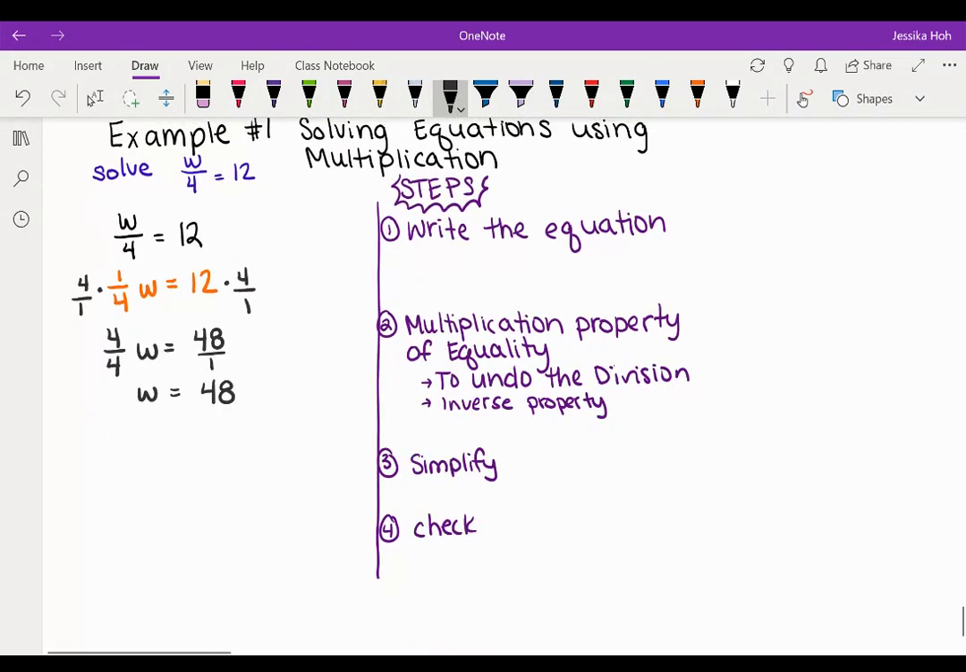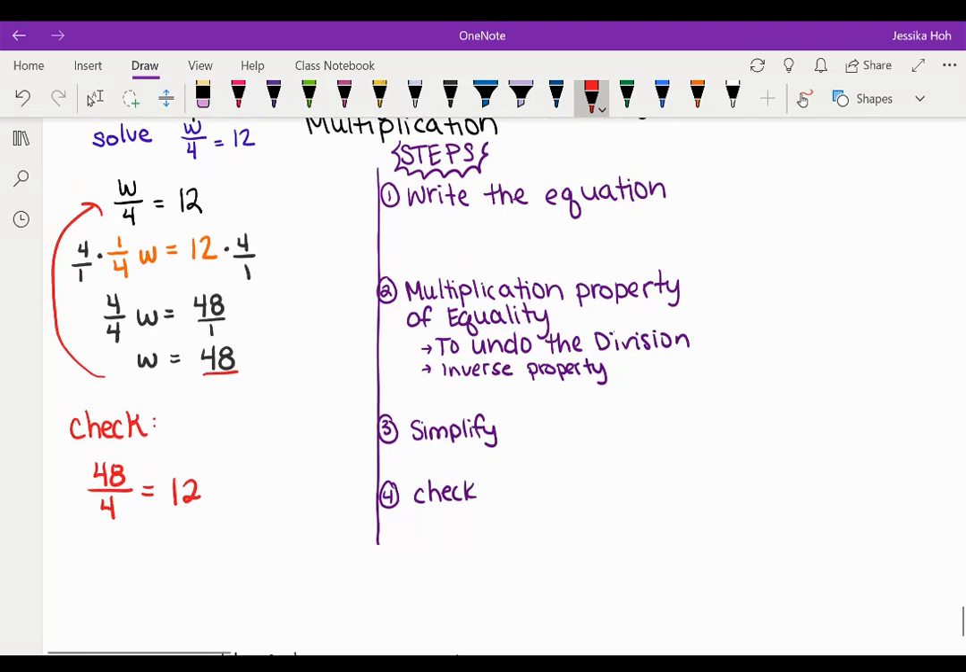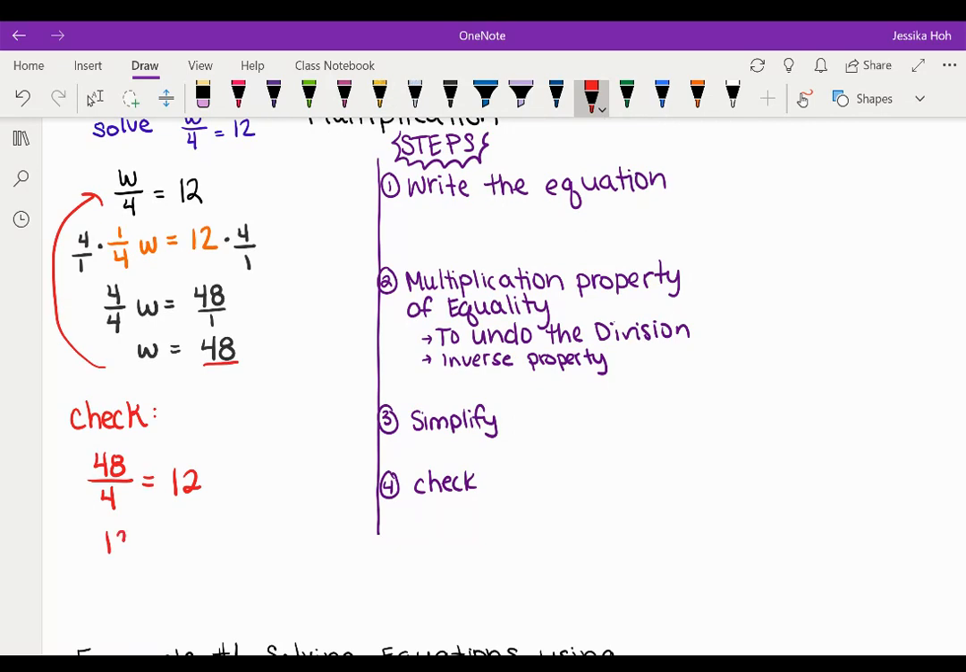I can check my answer by plugging in 48 for w in the original problem. So 48 over 4 equals 12. We know 48 divided by 4 is 12, so 12 equals 12. So we are correct.